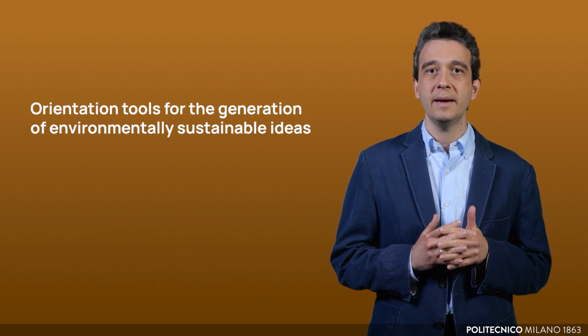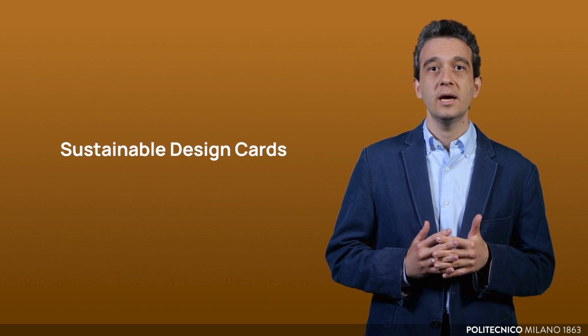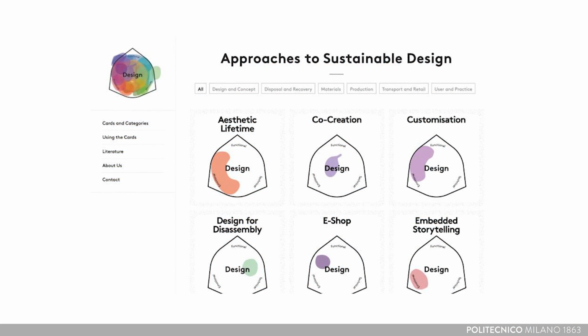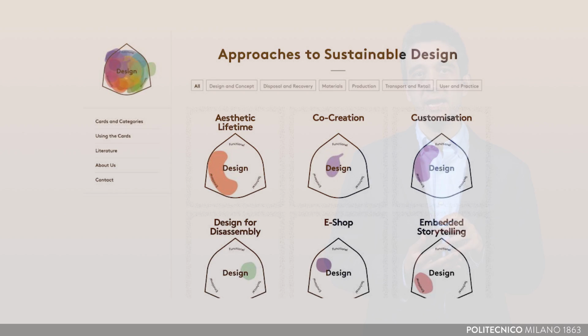Now let's look at the tools that orient the generation of environmentally sustainable ideas. There are many of these tools available for free online. Some are dedicated to a specific sustainability strategy, while others have a broader scope. A good example developed by the Kolding School of Design are the Sustainable Design Cards, which provide suggestions, examples, and resources on various aspects of sustainability, such as design for disassembly, material selection, design for longevity, and so on.